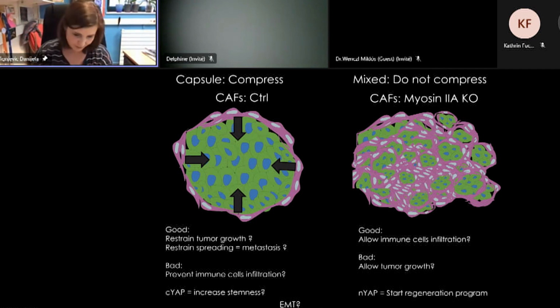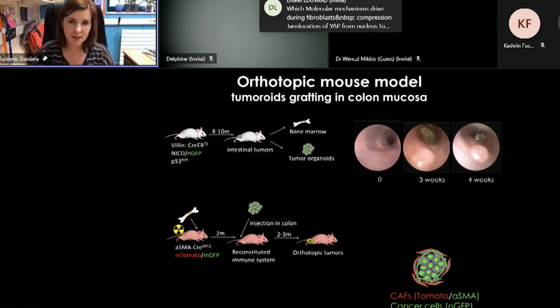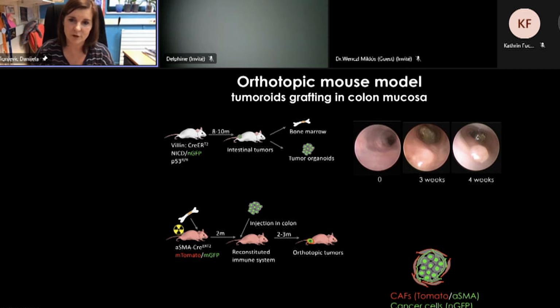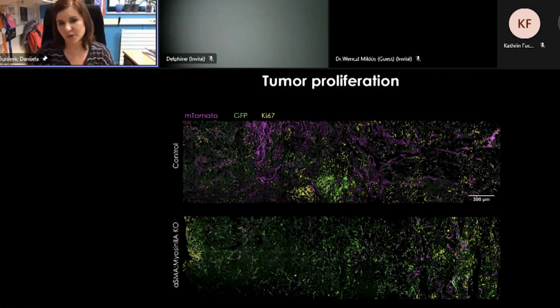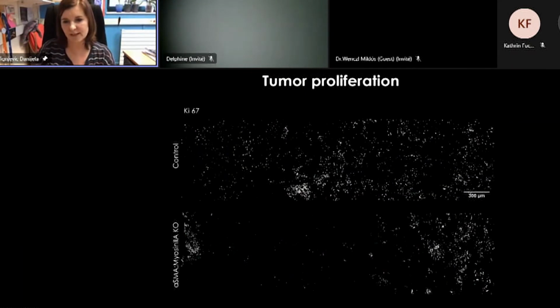We're starting to look into this, and I'm just going to show you where we are. We are building the same mouse model, but in this case, we are orthotopically implanting organoids into the colon mucosa and following the tumor growth by colonoscopy. And a few glimpses, no conclusion, just to show you where we are: it looked like higher proliferation in those myosin knockout tumors. However, if you look at the big areas of the tumor, not one single area but the whole tumor, the situation is a bit less clear.